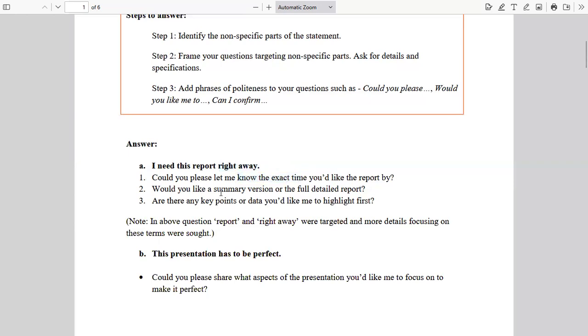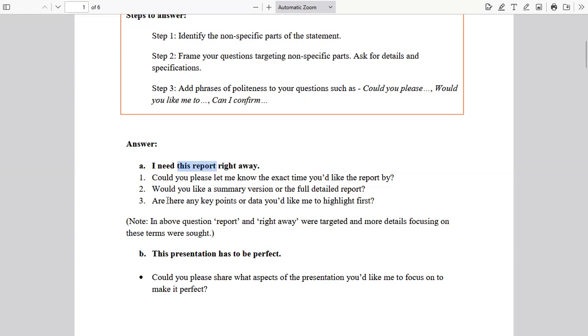Similarly, a second question: "Would you like a summary version or the full detailed report?" This question is targeting "report." What kind of report is required? Do you need a detailed report, a summary report? You can also frame it, "Would you like the report to be 200 pages, 100 pages?" What is the word count that you're looking for? What is the length of the report? Again, this is a sincere question because it is asking for details, it is asking for specifications.